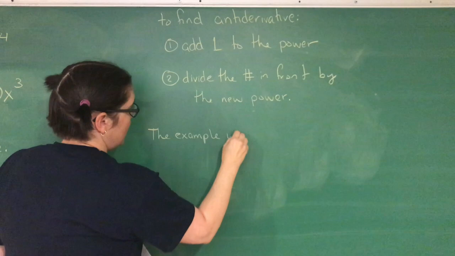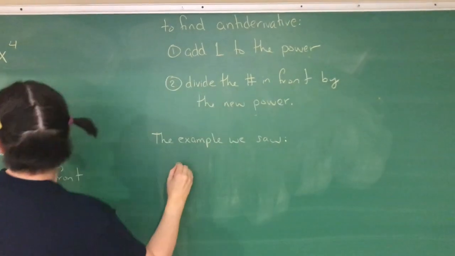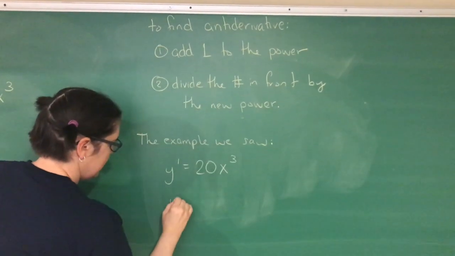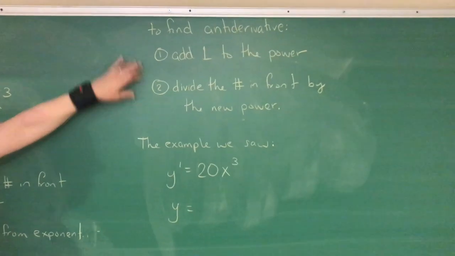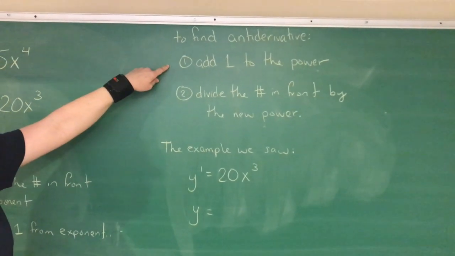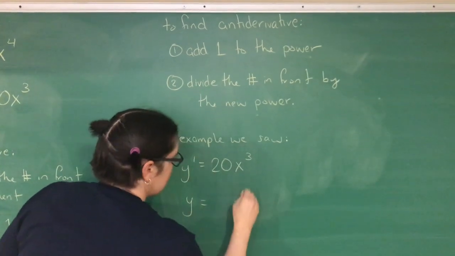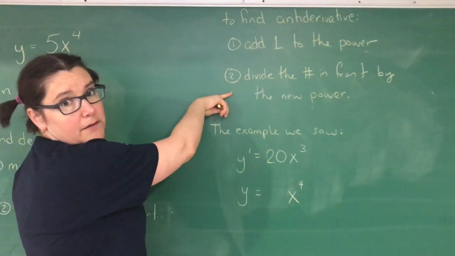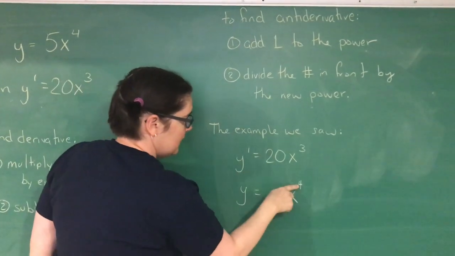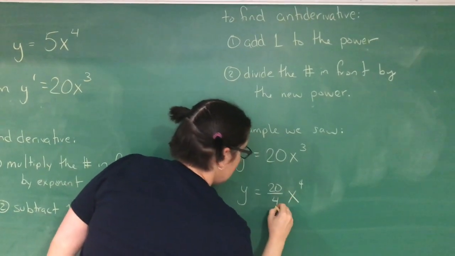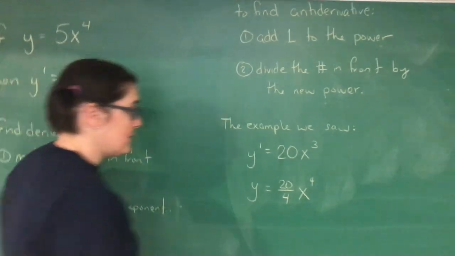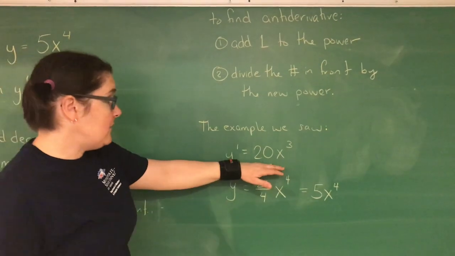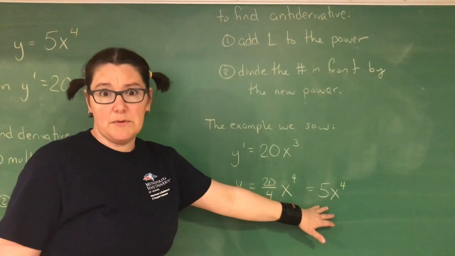In the example we just saw, if we have y prime is equal to 20x to the third, then if we follow our steps for finding the original function, the first step is to add 1 to the power. So instead of x to the third, I have x to the fourth. Step 2 is to divide the number in front by the new power. Now the number in front was 20, and we're dividing that 20 by our new power of 4. Now 20 divided by 4 is 5, so we end up with 5x to the fourth. So if our derivative is 20x to the third, the original function was 5x to the fourth.